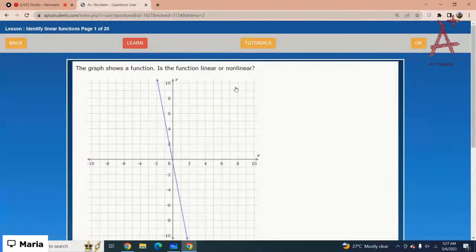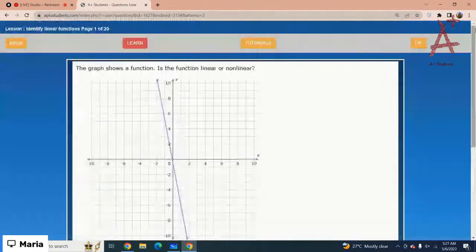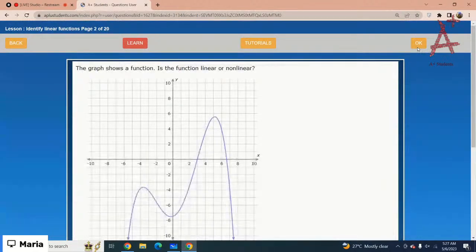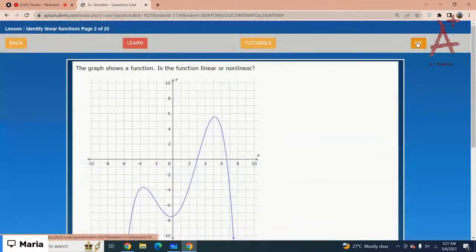Okay, the graph shows a function. Is the function linear or non-linear? This is a straight line, so it is a linear function. The graph shows a function. Is the function linear or non-linear? It would be non-linear, not a straight line, so it would be non-linear.